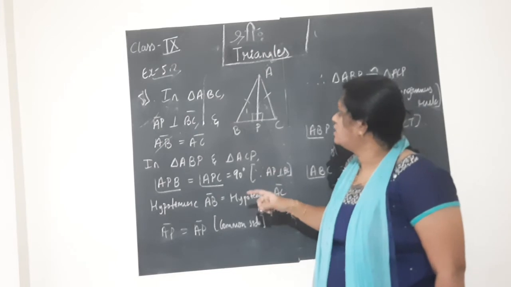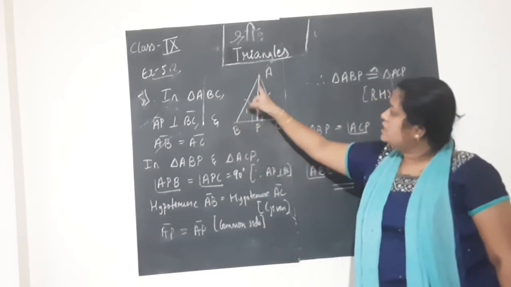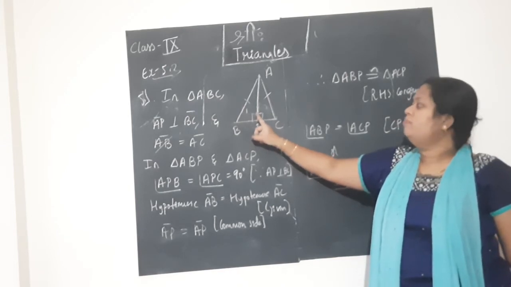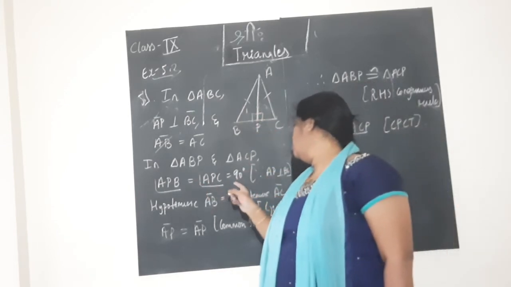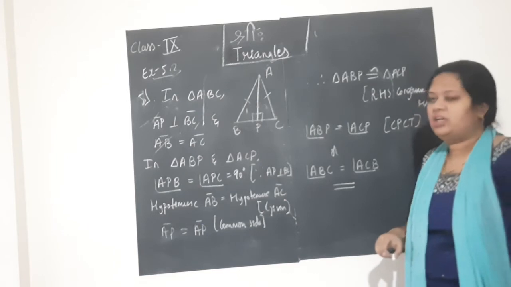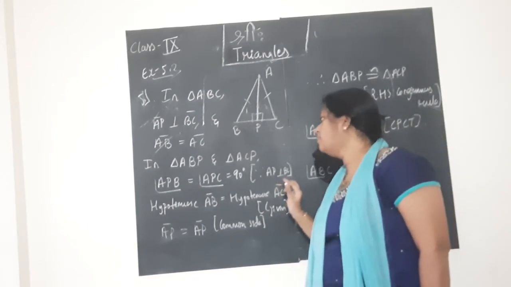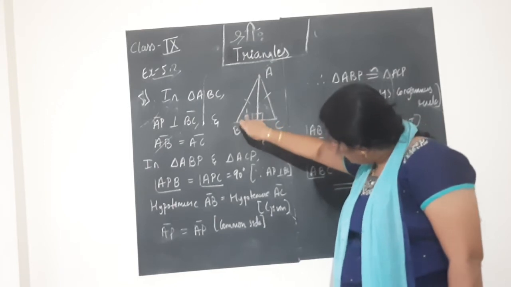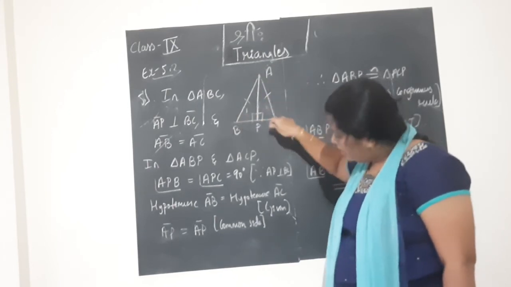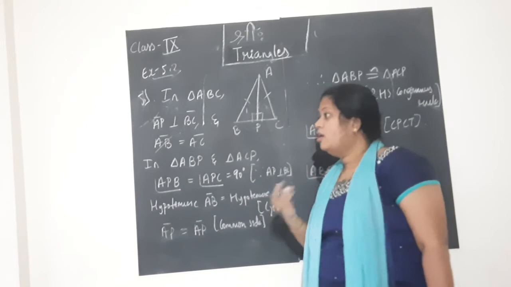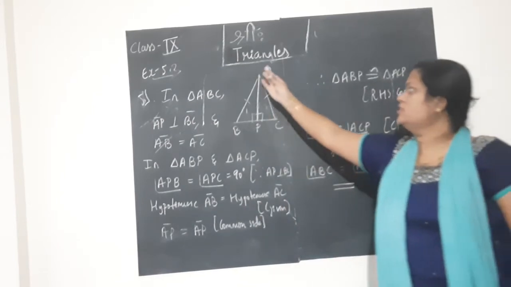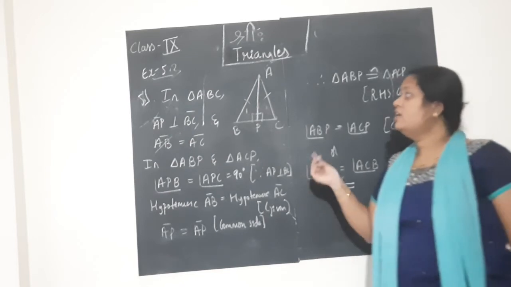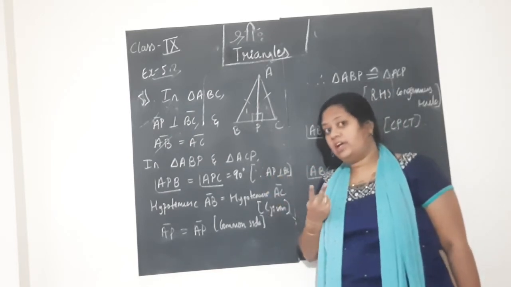In these two triangles, children, angle APB is equal to angle APC. Why? Just now I said, AP is perpendicular, so P is 90 degrees. So both are equal to 90 degrees, because AP is perpendicular to BC is given. Now the hypotenuse AB of this triangle is equal to the hypotenuse AC of the second triangle. How? Because side AB equals AC. They have only given us that it is an isosceles triangle, which we divided into two right angle triangles.